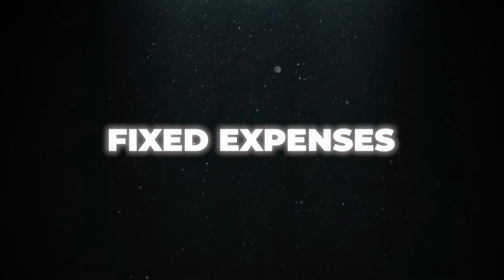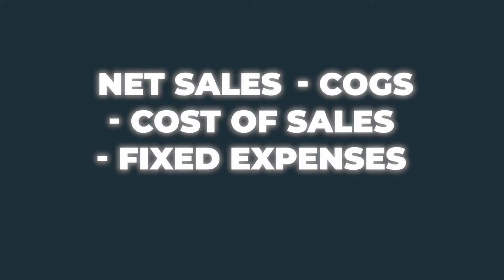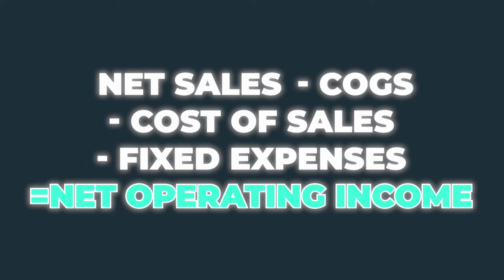The next area that goes towards profitability are your fixed expenses. Those are things like payroll, rent, software, and so on. They don't fluctuate with sales volume, but they will increase as your business grows. When you take your net sales minus your COGS, minus your cost of sales, minus your fixed expenses, you have your net operating income. This number represents the profitability of your core business operations.